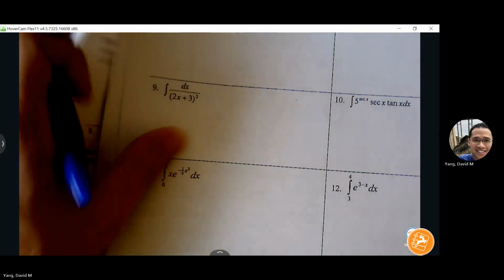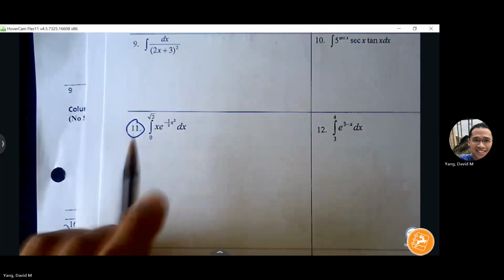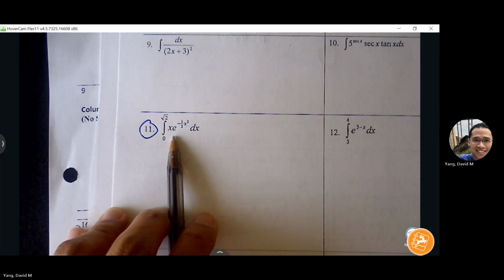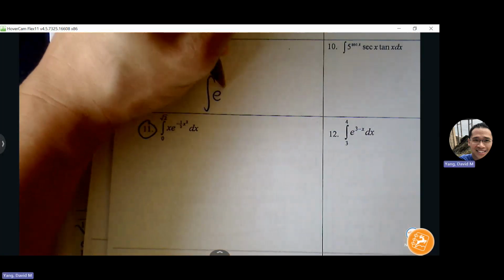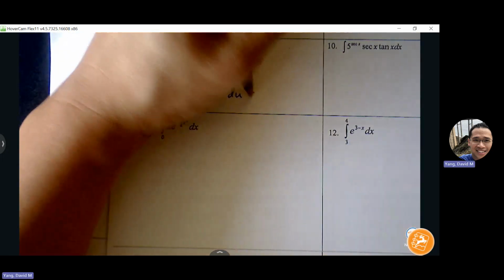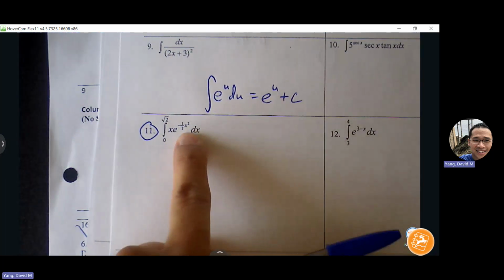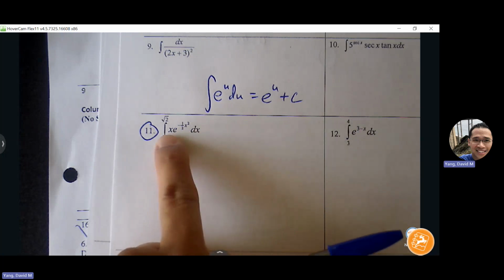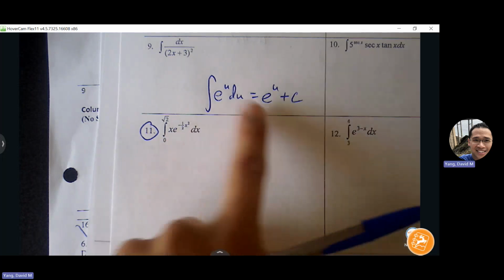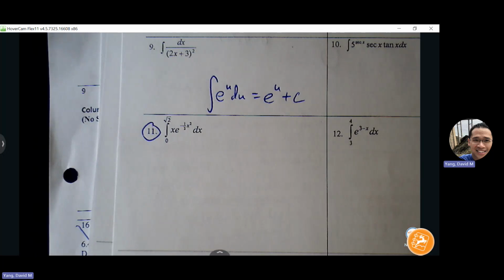Number 11. Know what this one is. U sub. Now, this is what we're trying to target here. We're trying to make it look like e to the u. Because if e to the u is e to the u plus c, then that's a perfect match, right? Is that exponent going to produce a derivative that will match this x? Yes. Coefficient aside, we can pull that coefficient aside and do that.